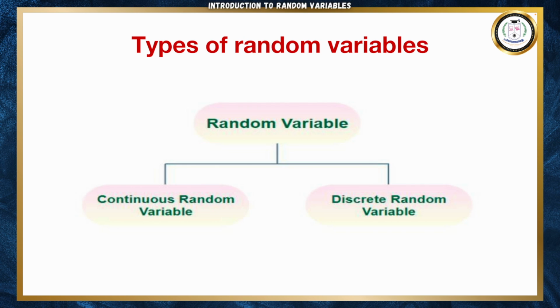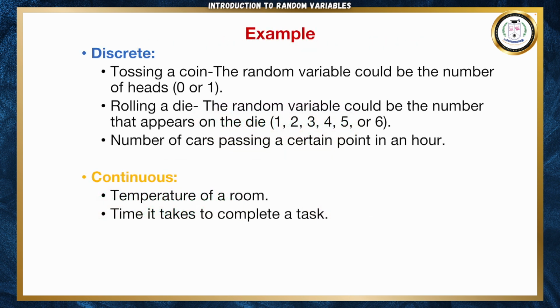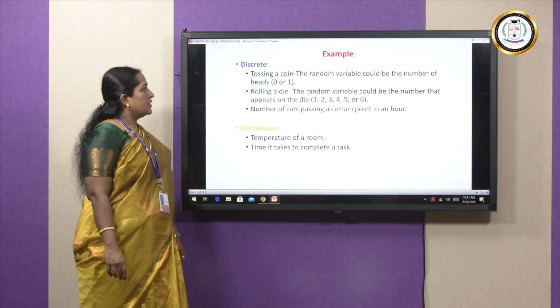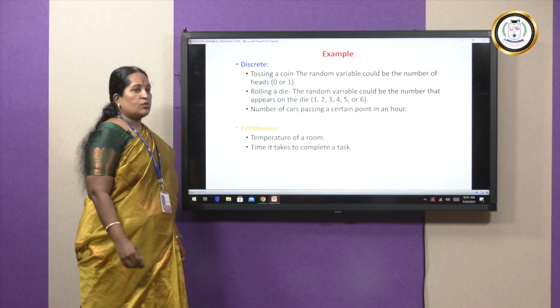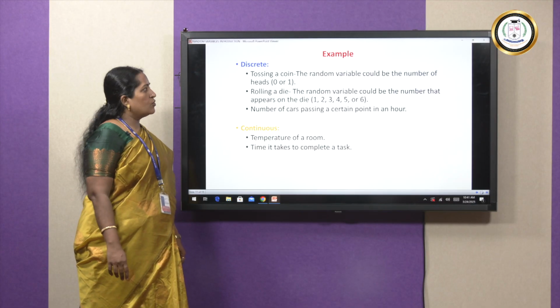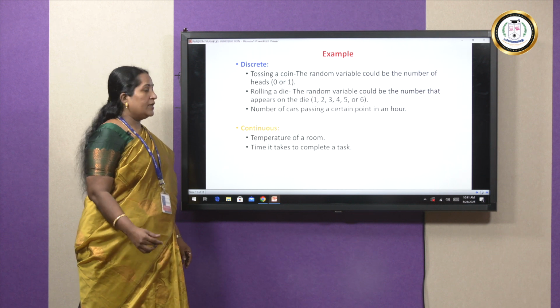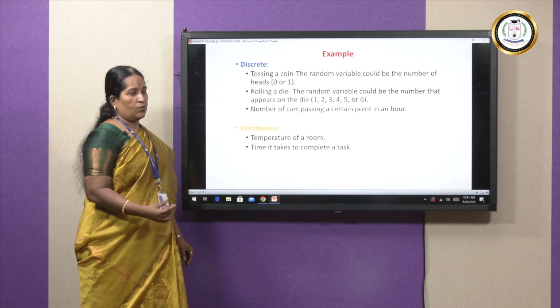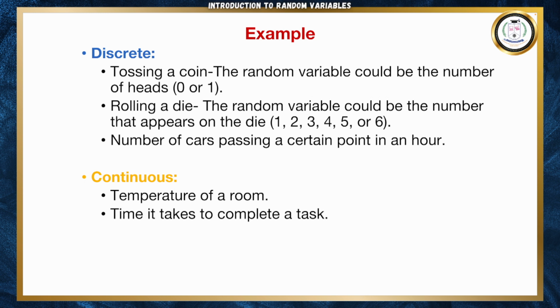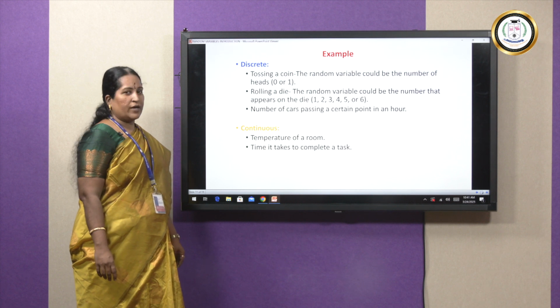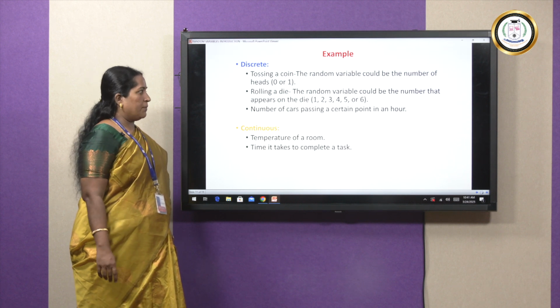There are two types of random variables. One is the continuous random variable and the other is the discrete random variable. What is a discrete random variable? Tossing a coin, the random variable could be the number of heads, that is 0 or 1. So it could be either 0 or 1. So we will be able to find the probability of the value which takes 0 directly. And if you roll a die, the random variable could be the number that appears on the die, 1, 2, 3, 4, 5 or 6. Any one can happen at a time.